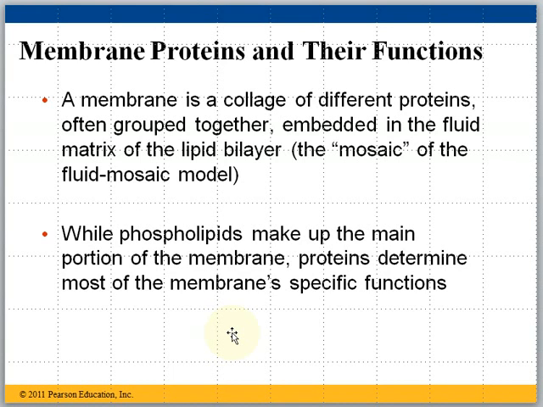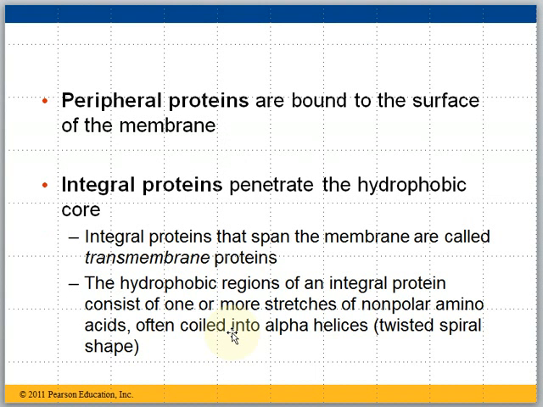Well, this plasma membrane mosaic is made up of a lot of different types of proteins embedded in it and on it. And while the phospholipids make up the main portion of the membrane, it's actually the proteins embedded in it that determine its function and do most of the actual work and the actual jobs of the membrane.